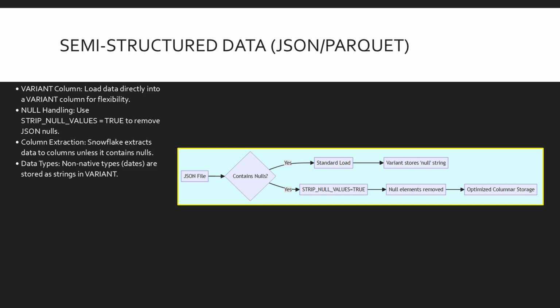This flow demonstrates handling JSON nulls. If your JSON file contains nulls and you perform a standard load, top path, the variant column stores explicit null strings, which can hinder optimization. By choosing the bottom path and setting strip null values equals true, Snowflake removes these null elements, resulting in optimized columnar storage for better performance.